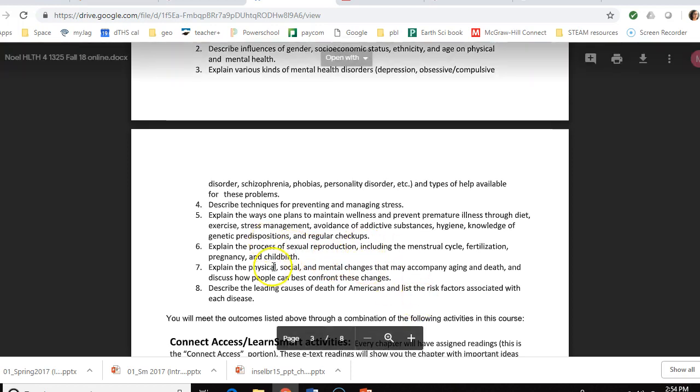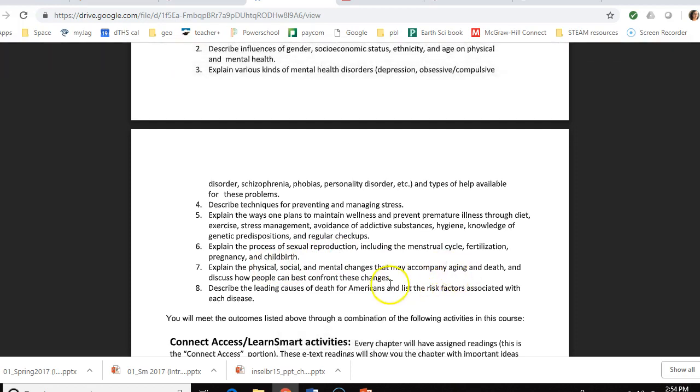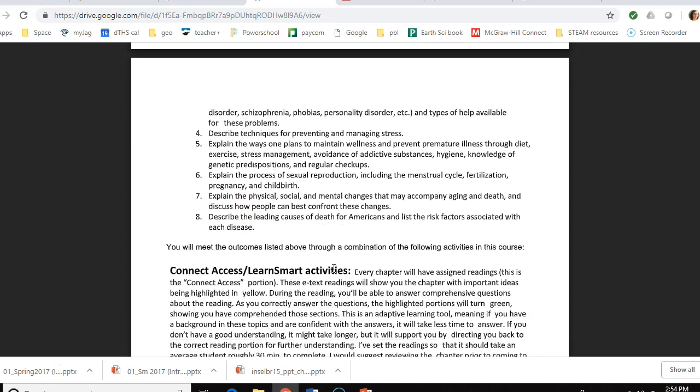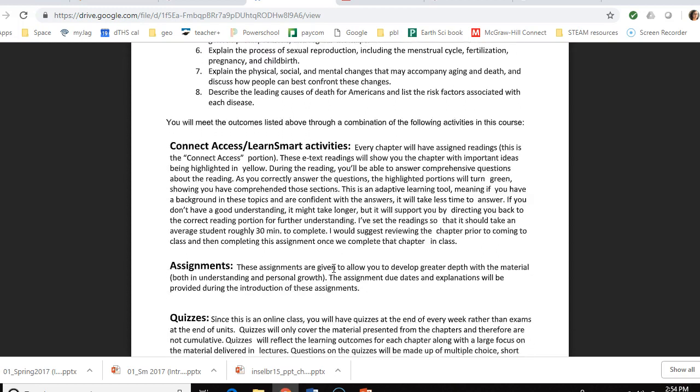We're going to talk about physical, social, and mental changes that may accompany aging and death. Now, I don't always get to this part of the class because it is the very last thing, but hopefully we will in this course if I stay on schedule. And we will especially be discussing the leading causes of death for Americans and the risk factors associated with that. Okay, we're going to be doing that through those online activities that we've discussed.